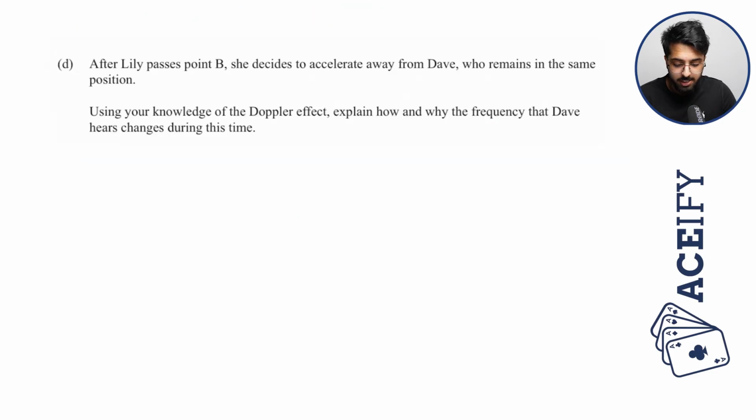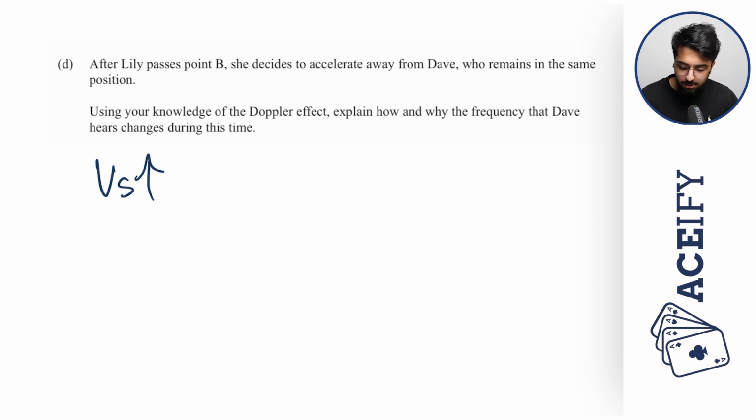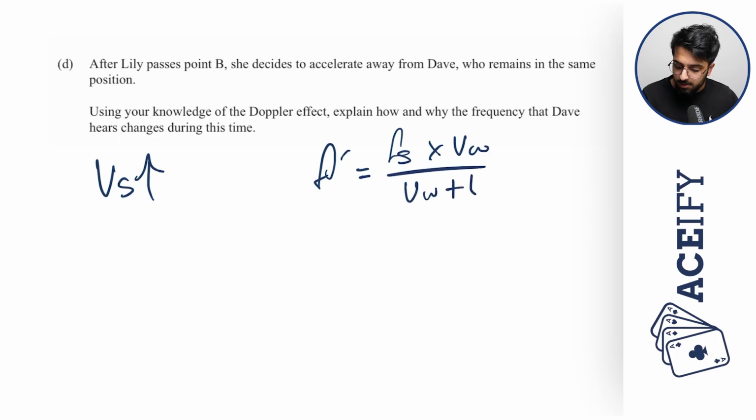There we go. After Lily passes point B, she decides to accelerate away from Dave, who remains in the same position. Use your knowledge of the Doppler effect to explain how and why the frequency that Dave hears changes during this time. So if Lily accelerates away, obviously this means the source velocity is going to increase, because acceleration is the change in velocity over time. And so our Doppler equation is the source frequency times the velocity of the wave all over the velocity of the wave plus the velocity of the source, using plus in this case because Lily is driving away from Dave.